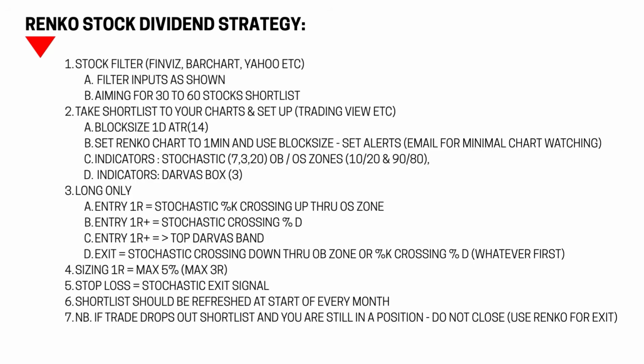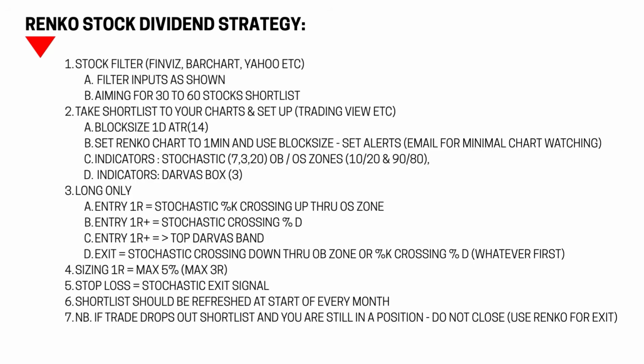So for our first unit of risk, and you can, if you want to, stay with just 1 unit of risk. You don't have to add to the position if you don't want to. This is the critical one though, A. Stochastic, the percentage K, crossing up through that oversold zone, so around the 10-20 mark. When it comes up through that, that's when we put our first unit on.